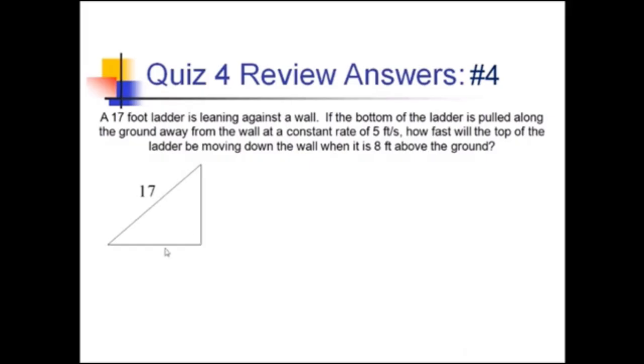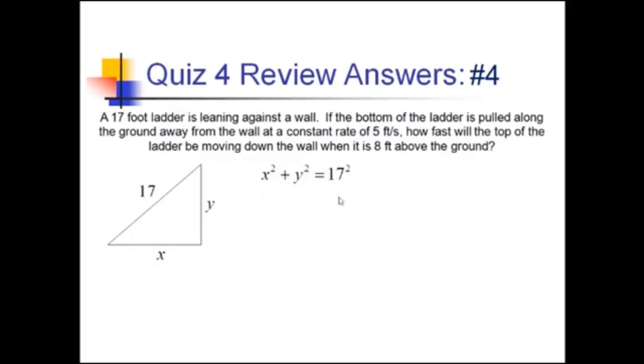So I'm going to label this. I'm going to call this horizontal piece x, and I'm going to call this y, because x is left, right, and y is up, down. It just makes more sense that way. And what ties all these together, since this is a right triangle and these are sides, we can talk about this with the Pythagorean theorem. We can say that x squared plus y squared equals 17 squared.